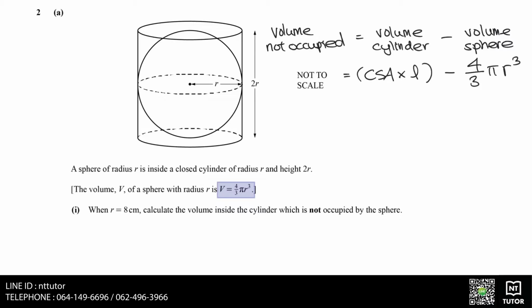The cross-sectional area of the cylinder is a circle with radius r and the length is 2r. So for the volume of the cylinder, we know that it's pi r squared multiplied by 2r. The radius of the sphere in this case is also r, therefore we can just leave that as it is.